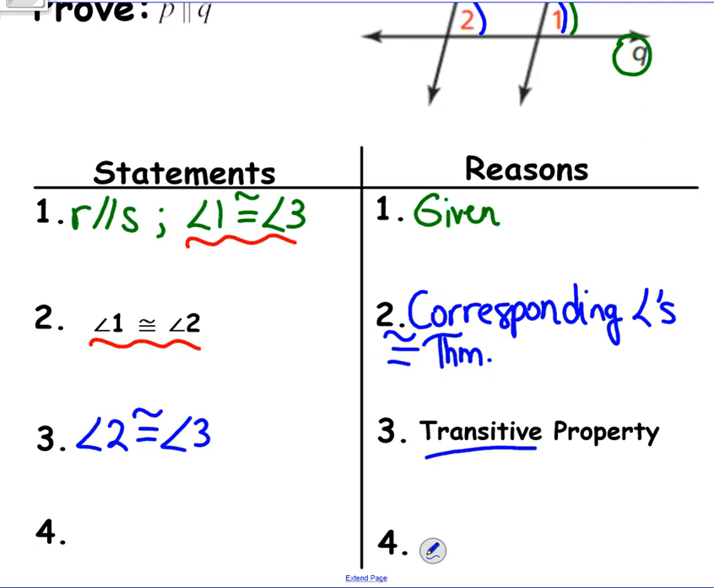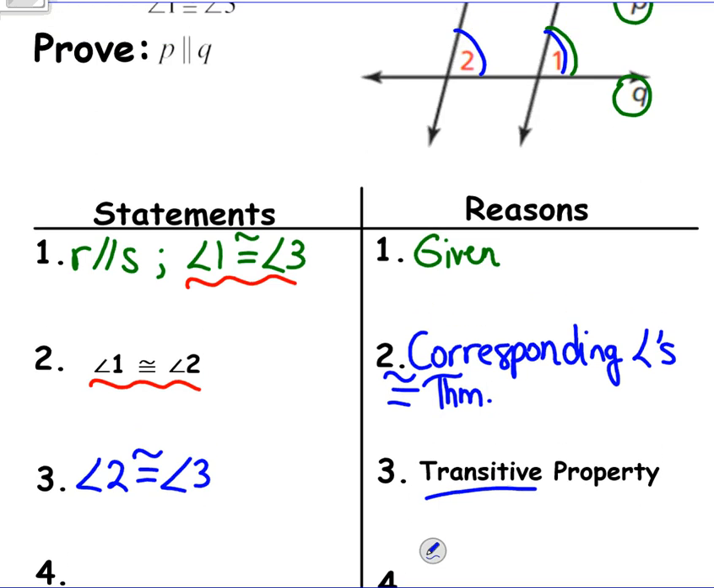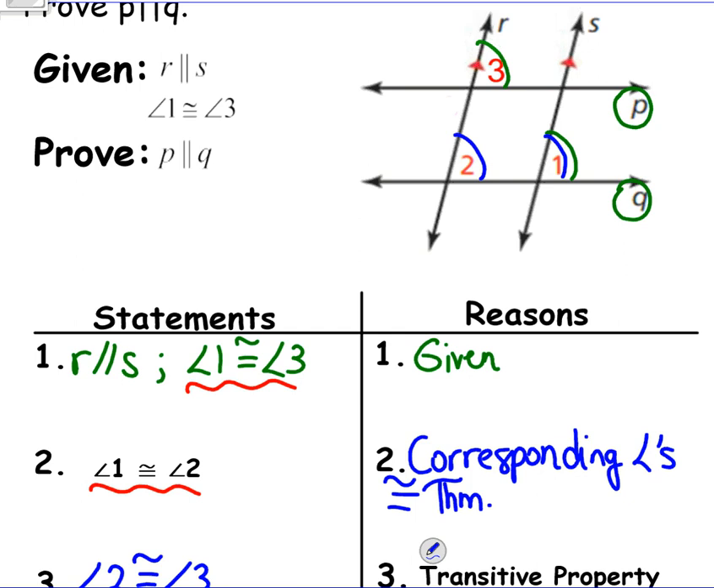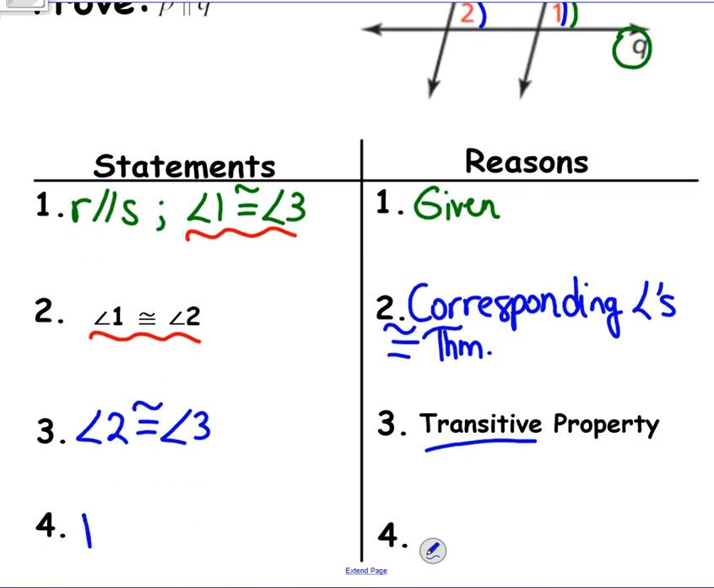Well, this should be our last step, so we should be down to what we need to prove. But look at, if angle 2 and angle 3 are congruent, those are corresponding angles for lines P and Q if R is a transversal. And we have a theorem that says if corresponding angles are congruent, the lines have to be parallel. That's a converse theorem.